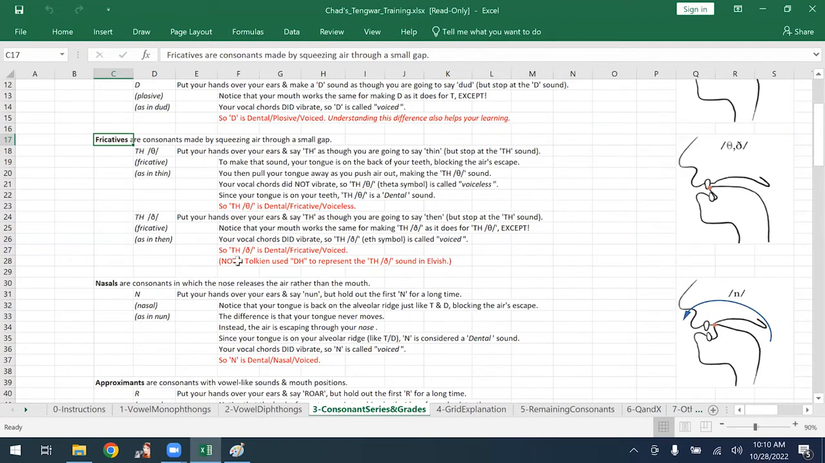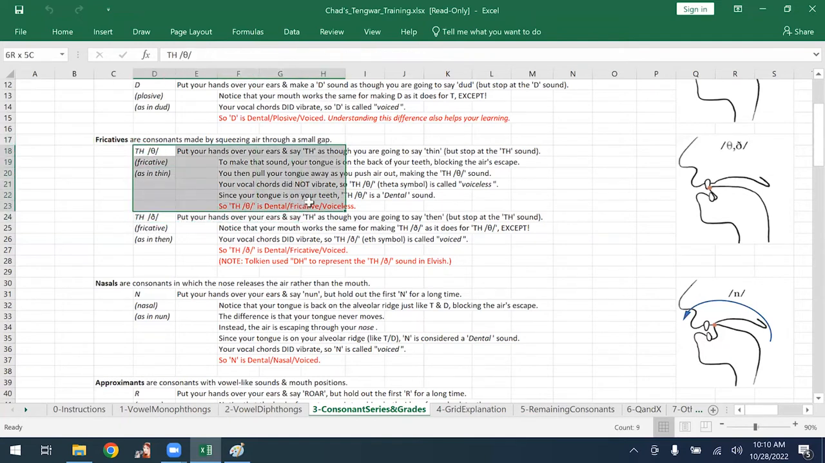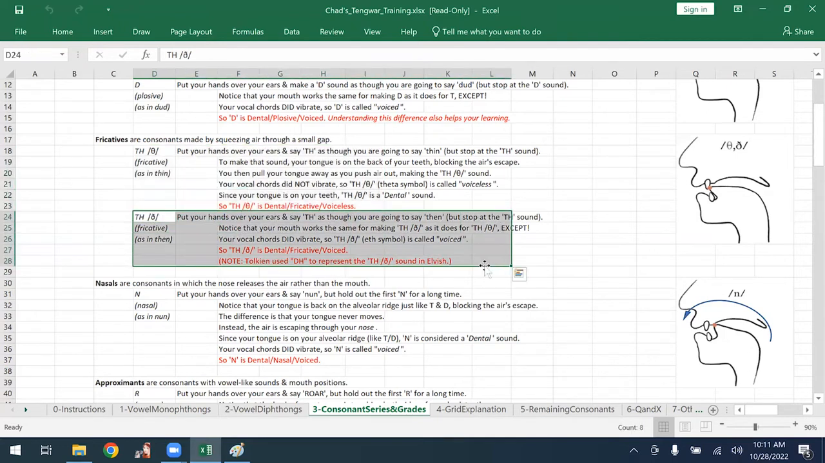That is the TH of thin. The voiced version of it uses the eth symbol, and that is the TH of then. So the voiceless is thin and voiced is then. This is like "that girl is thin," and this right here is like "she was thin back then," right? If you do the same thing, put your hands over your ears and say thin, and then say then, you'll notice again that your vocal cords are only vibrating on the second one. I'm going to do it right now. Then, then, then, then, then, then. You do it. Then, then.